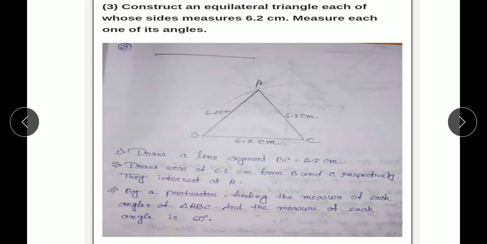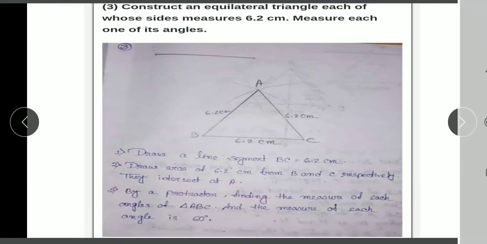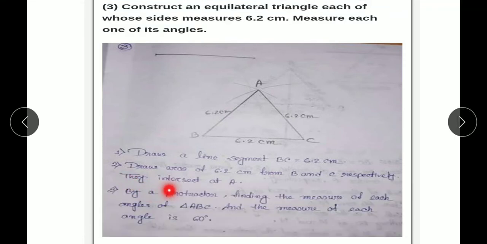Again, draw an arc of 6.2 centimeter from B and C. You have to draw an arc of 6.2 centimeter from B, and again the same length from C as center. Then they intersect at A; name the intersecting point of both arcs as point A.